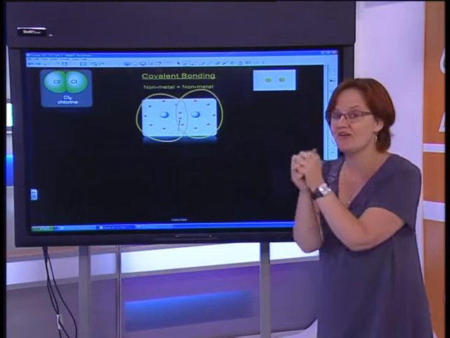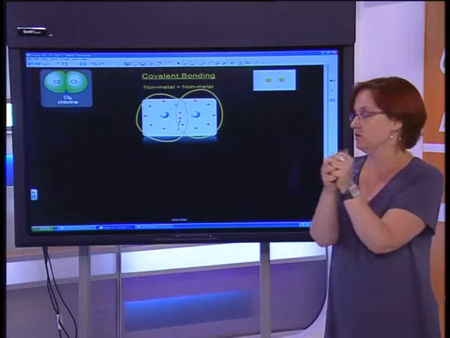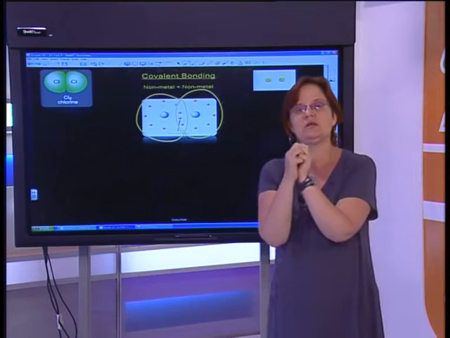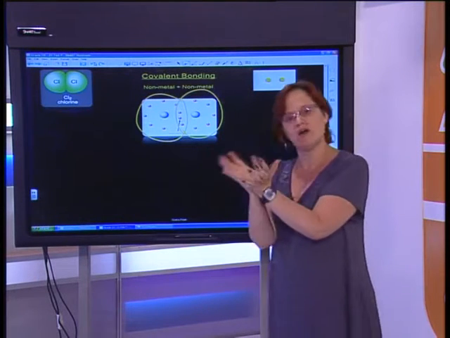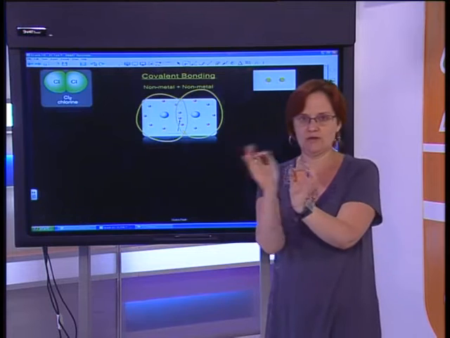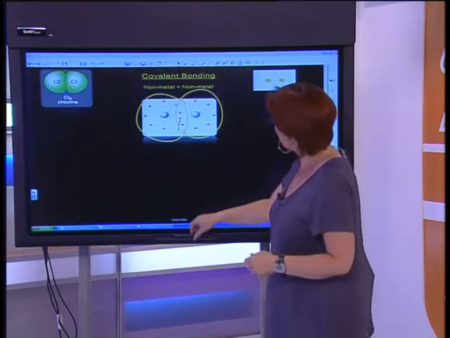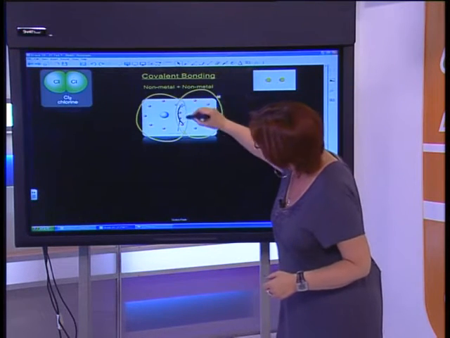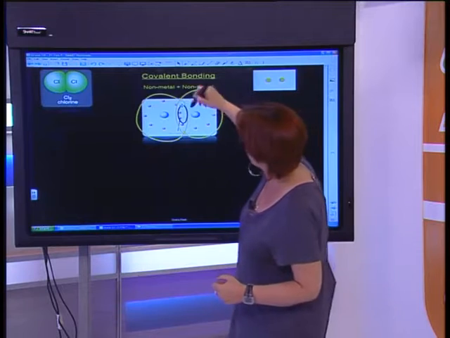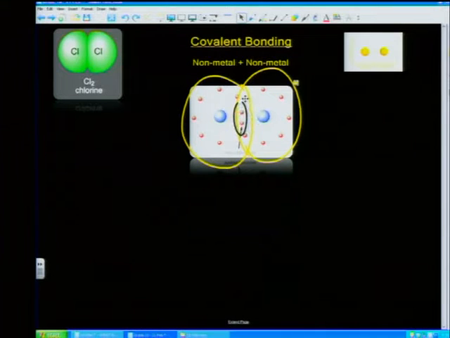Now, a covalent bond is the first bond we're going to look at. It only happens between a non-metal atom and a non-metal atom. You cannot get it with any other. It's characterized by the sharing of electrons. That electron pair that's shared is very, very important.